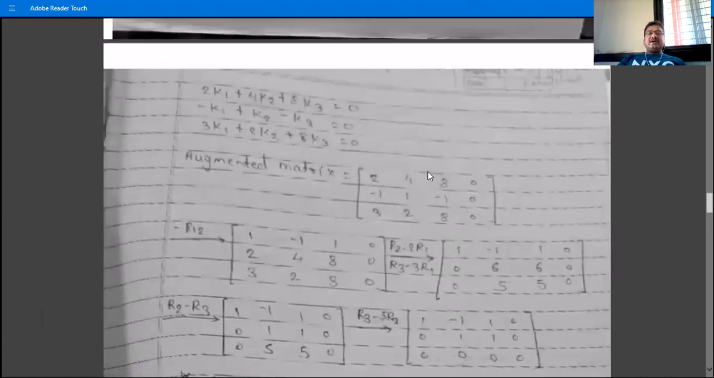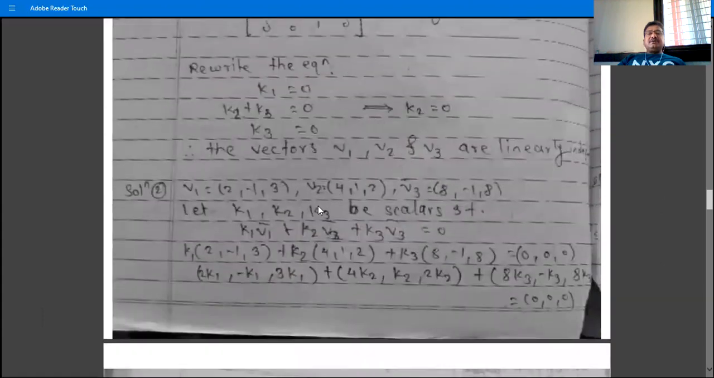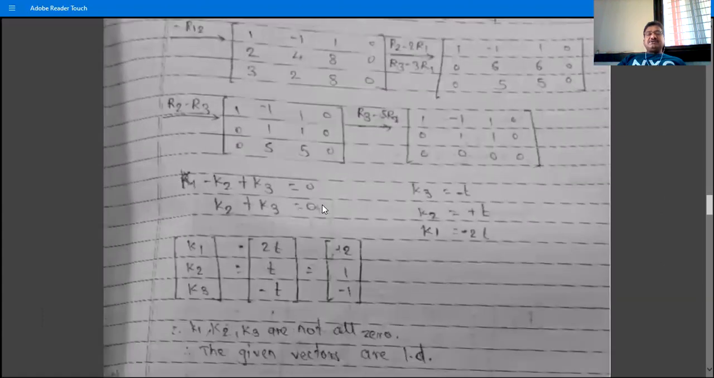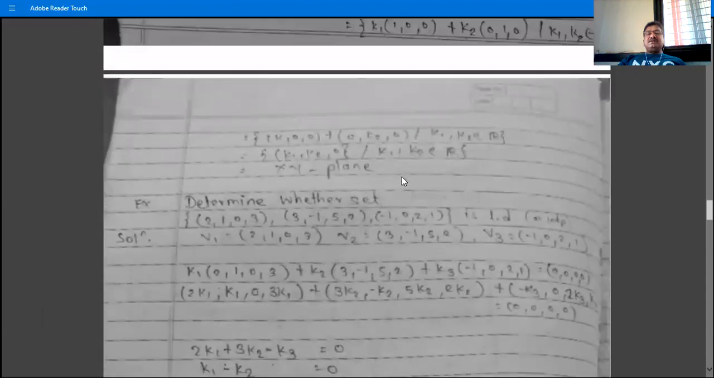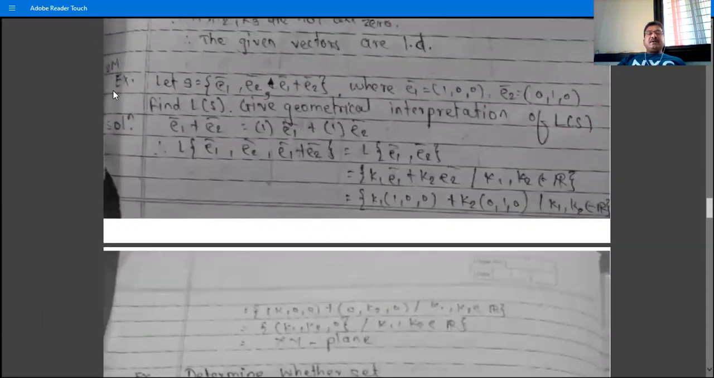So these two examples give the procedure to show a set is linearly dependent or linearly independent. Okay, let S be equal to {E1, E2, E1 plus E2}, where E1 is (1, 0, 0) and E2 is (0, 1, 0). Then find L(S) and give a geometrical interpretation of L(S).